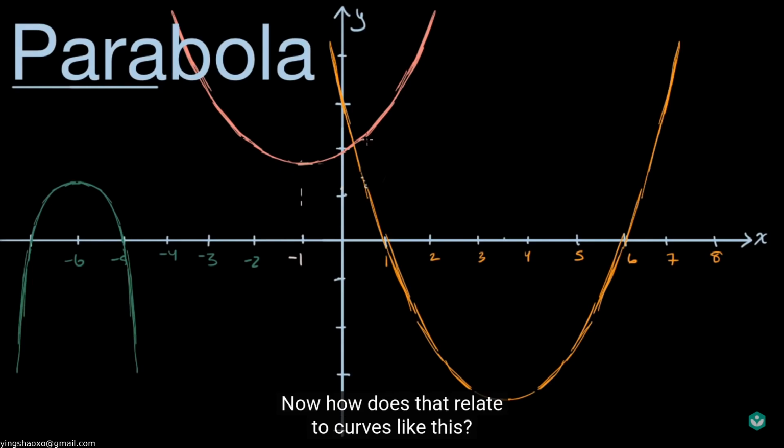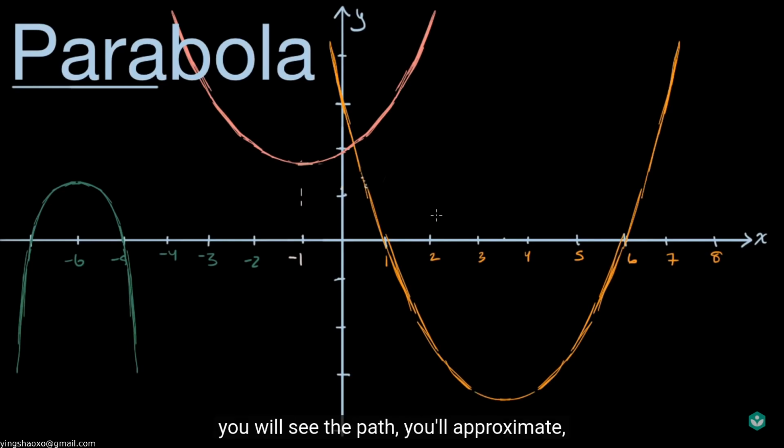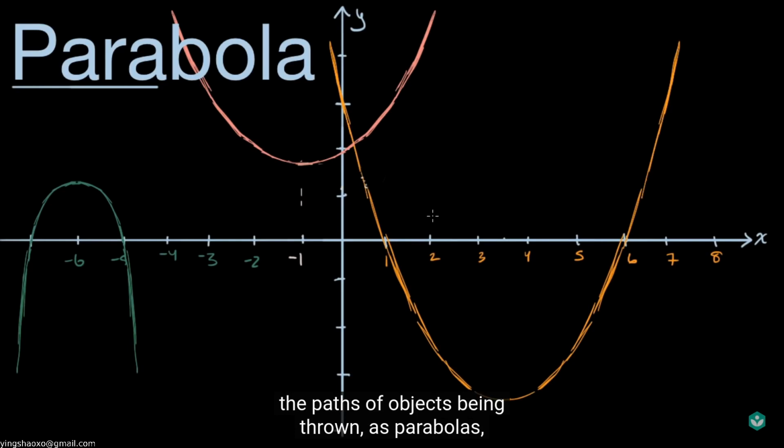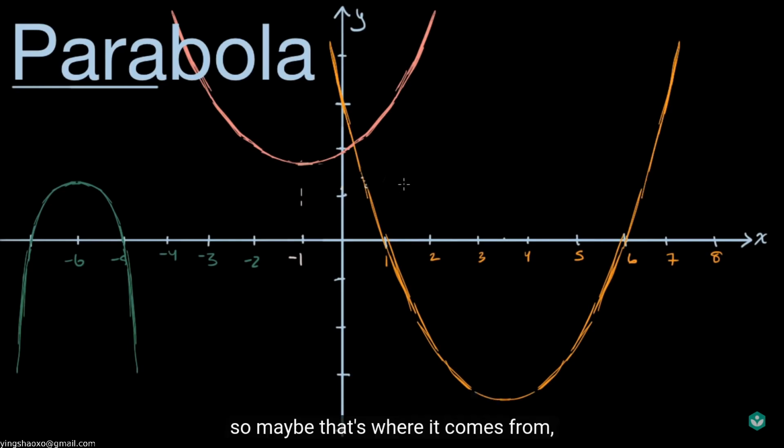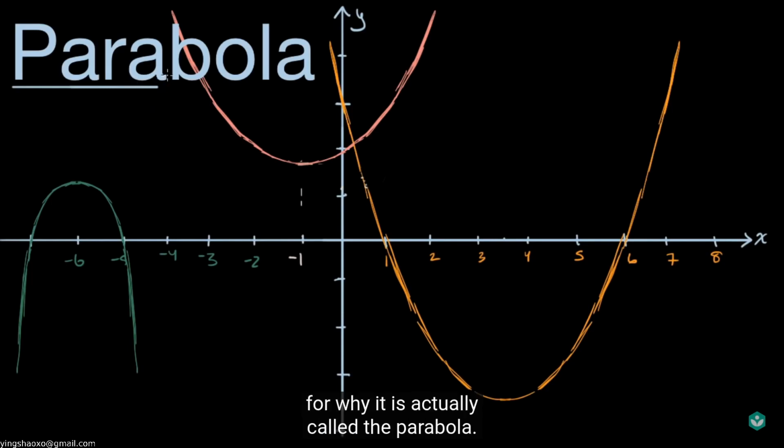Now, how does that relate to curves like this? Well, my brain immediately imagines this is the trajectory, the path that is a pretty good approximation for the path of things that are actually thrown. And when you study physics, you will approximate the paths of objects being thrown as parabolas. So maybe that's where it comes from. But there are other potential explanations for why it is actually called the parabola. It has been lost to history.